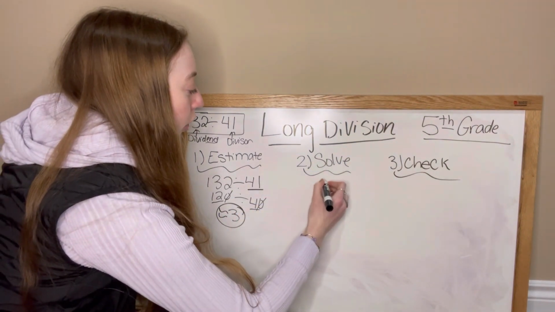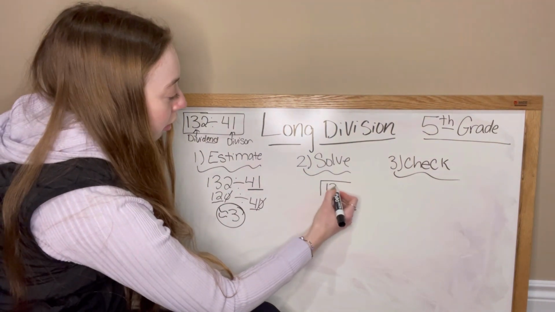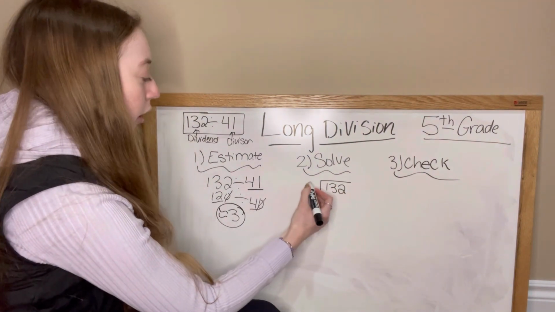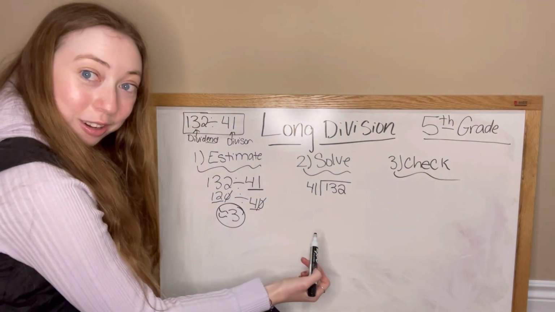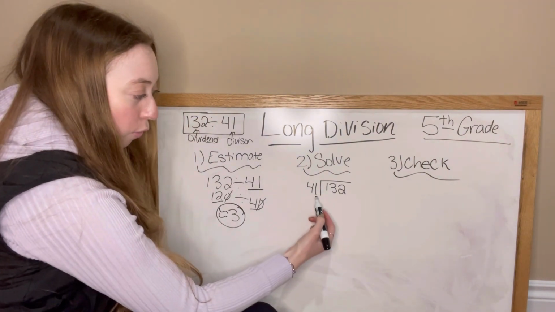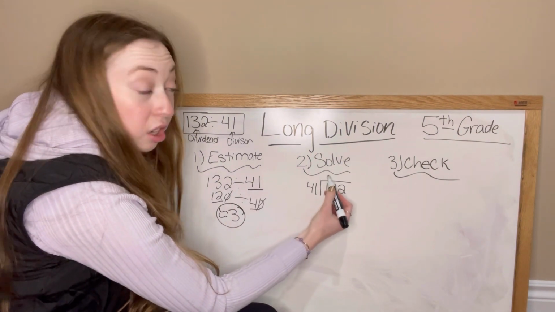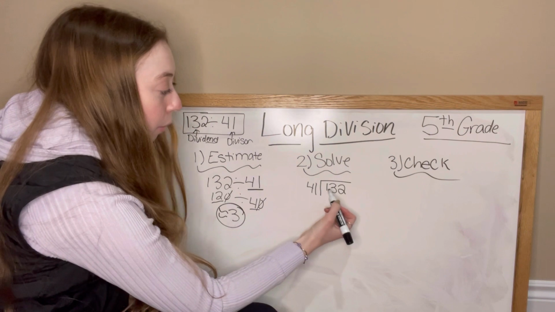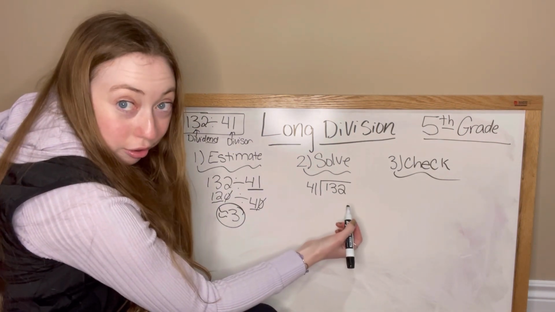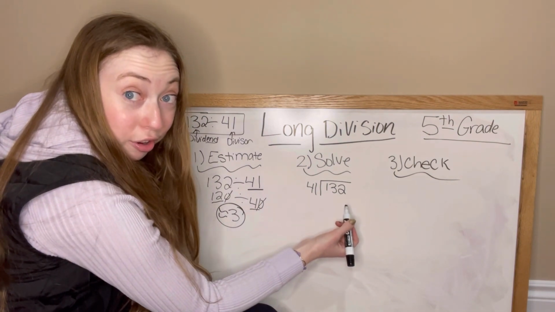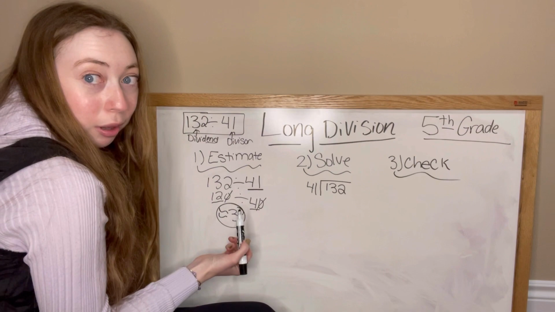All right, so you're gonna have your box, and your dividend goes in the box, and your divisor goes outside the box. And then you're gonna walk them through how to divide. So they're gonna be like, okay, does 41 go into 1? No, it can't go into 1. And they can always put a 0 here or an X if that helps them. And then does 41 go into 13? No, it doesn't go into 13, but it can go into 132. And this is where this is useful too, because then they don't have to multiply out.